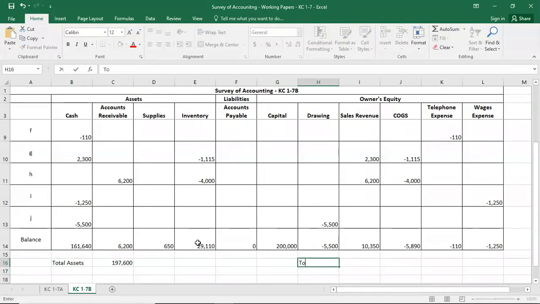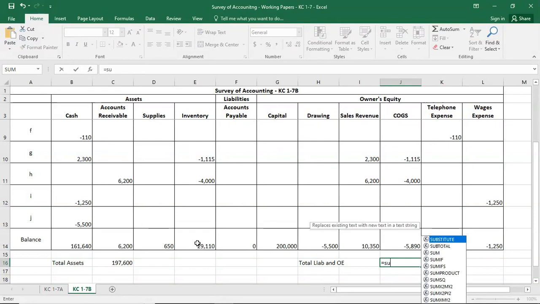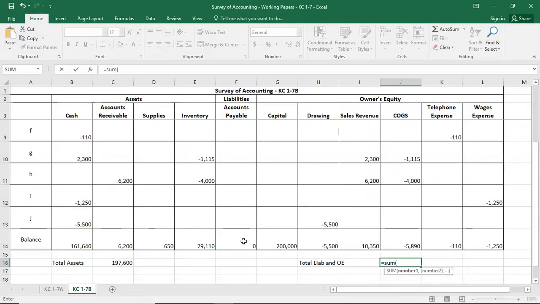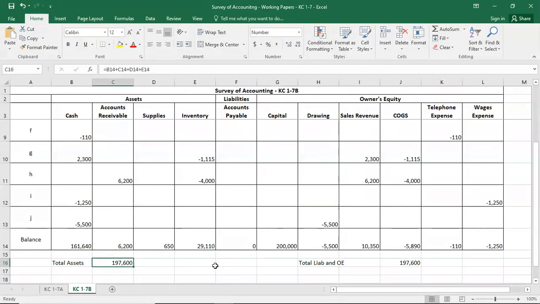And then over here, I'm going to have my total liabilities and owner's equity. This time I'm going to use the sum feature just to show you how it still does the same thing. I'm going to go from my liabilities over to my total owner's equity and press enter. And ta-da, 197,600, 197,600. So our assets do equal our liabilities and owner's equity, which is exactly how we wanted this to turn out.